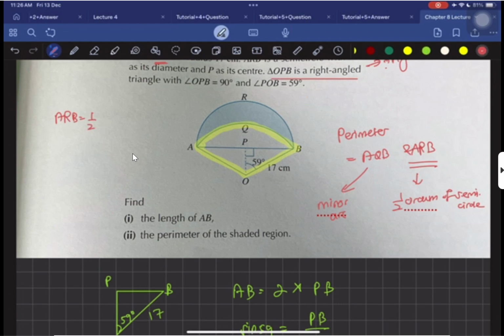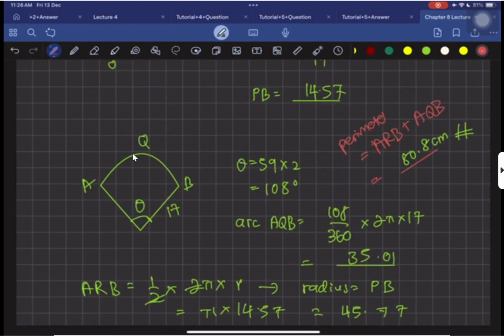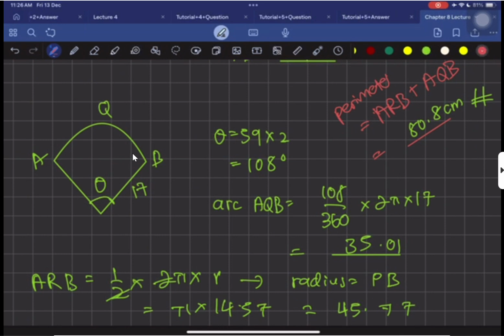ARB equals to half times 2 pi r. Okay, so half times the 2 cancels off times pi and your radius is PB. Okay, so your answer is just pi times PB. So if you see below, it should be pi times 14.57, which is found earlier. So it gives 45.77. So your perimeter is actually equals to ARB plus AQB, which is equals to 80.8 cm. Okay, so this is your final answer.